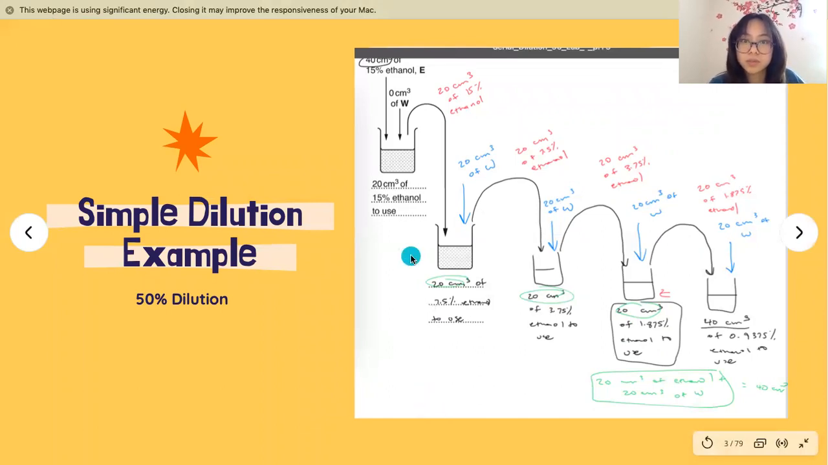So this is an example of simple dilution. So as you can see here, this is a 50%. So it starts off with 15 and you basically divide it each time by 2 or multiply it by 0.5. You're taking half of it and putting it into the next jar, and then you're also adding in 20 centimeters cubed of the water. And at the very end, there's a total of 40 centimeters cubed because of the ethanol, the 20 centimeters cubed of ethanol and the 20 centimeters cubed of the water.